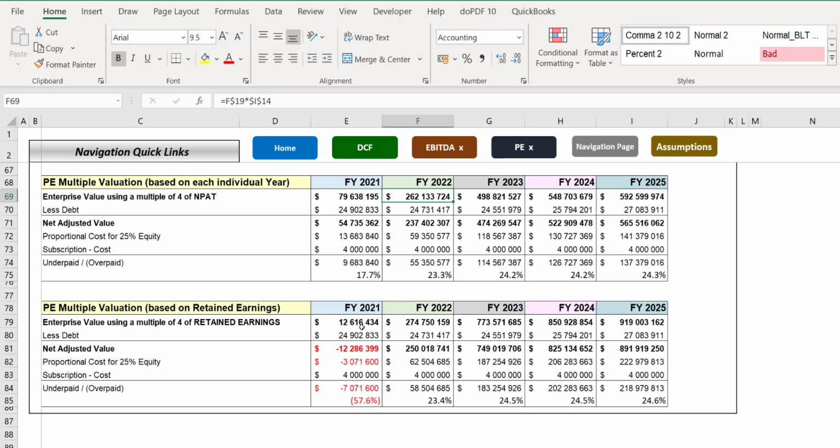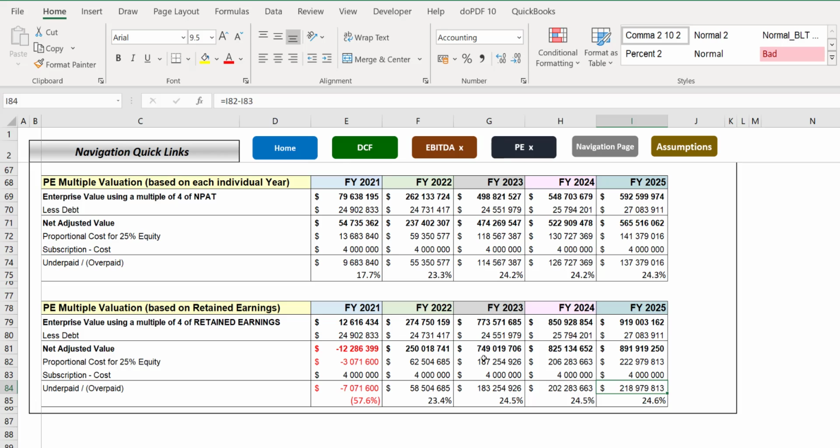In this instance, your enterprise value is calculated by taking a multiple of 4 on your retained earnings, less your debt, which actually gives you a negative amount. So the investor is overpaying because it's negative. He's totally overpaying in year 1. But because we're making much better profits in year 2, the profits of year 1 are carried into year 2. So in year 2, the picture looks a lot better, where the investor, in fact, is underpaid. And so the trend goes on.